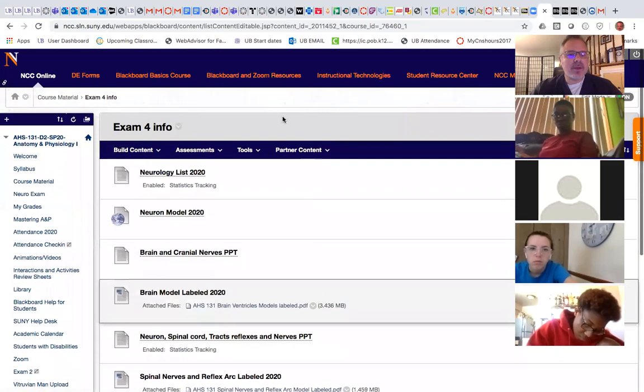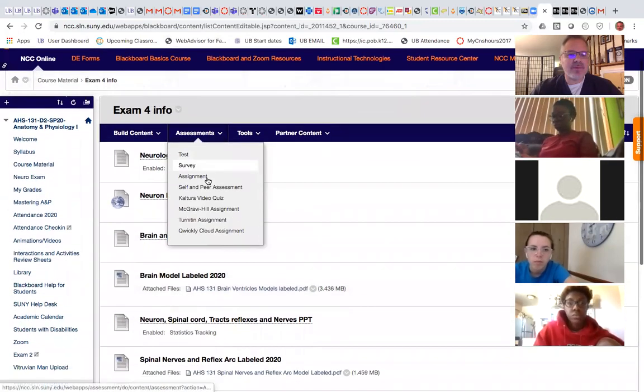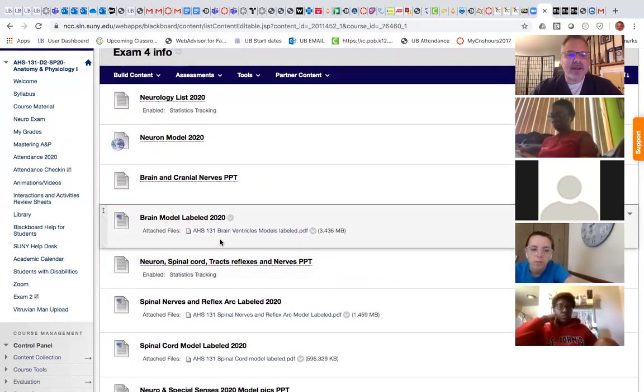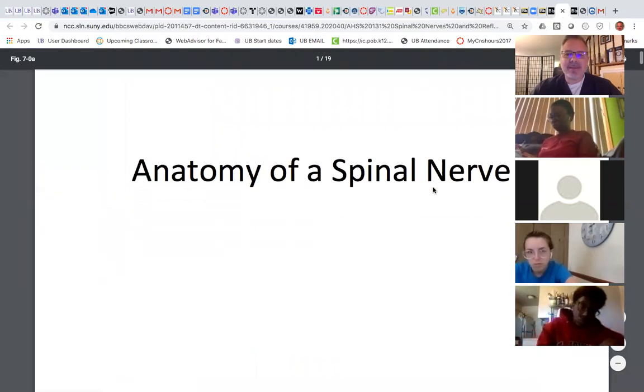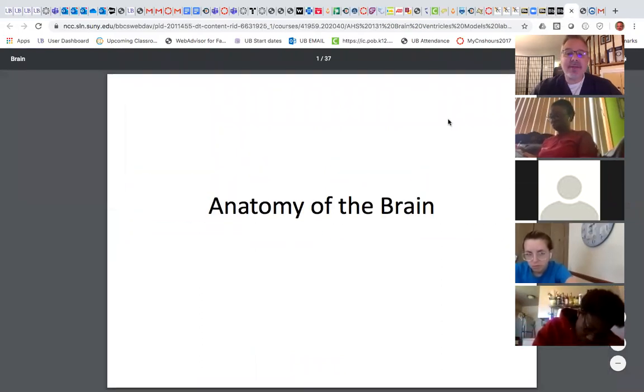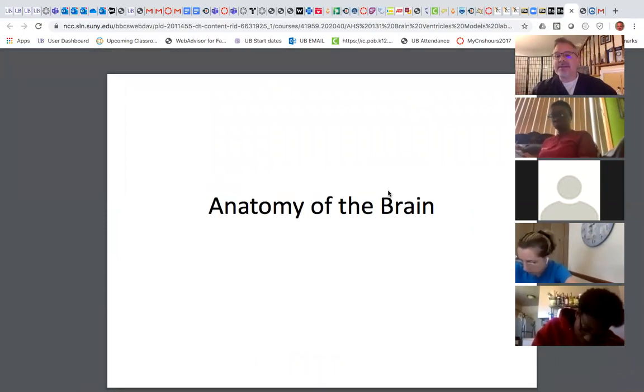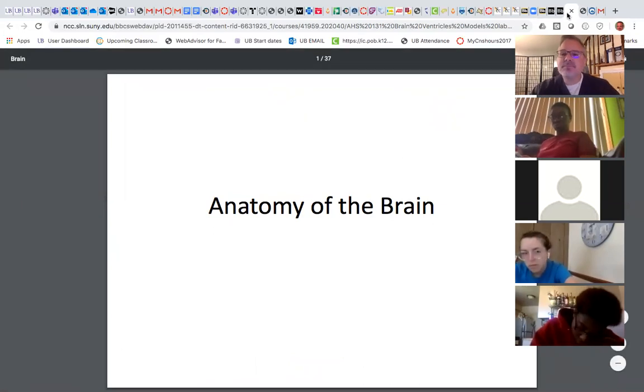Okay, so you're going to be under your exam 4 folder, and there's a few files in there that you should look at. One is going to be the anatomy of the spinal cord, the other is going to be the anatomy of the spinal nerve, and the other will be anatomy of the brain. More than 90% of the exam is going to come from those 3 PDFs, so there's no surprises, okay? So if you're comfortable with that, you'll do just fine.